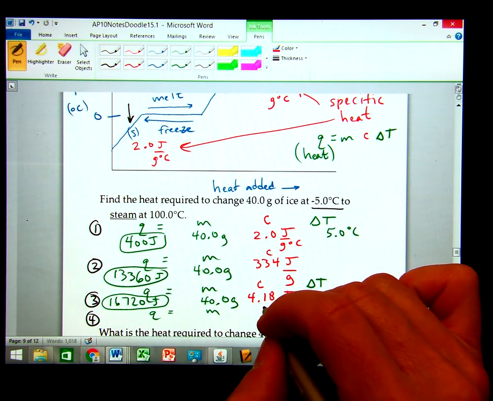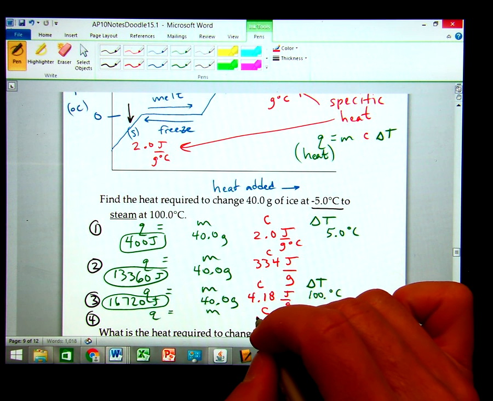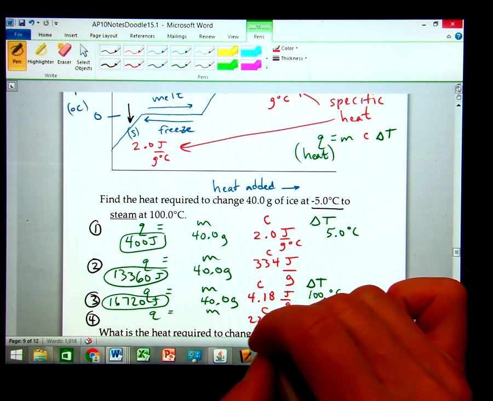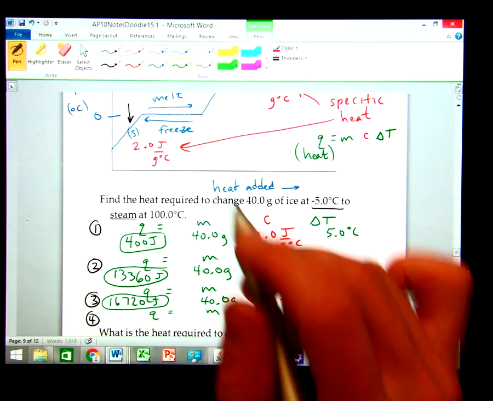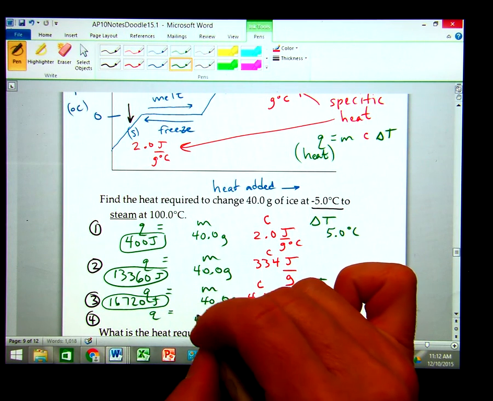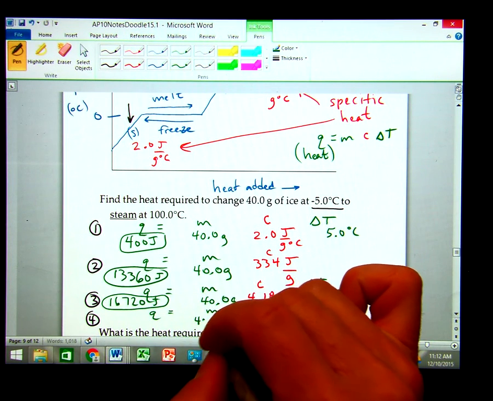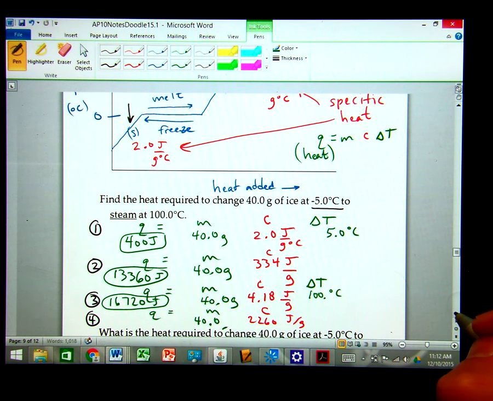Now you copy down your C. And your C for that section is 2260 joules per gram. The mass is still going to be 40 grams. And once you get that, you do your math, and you find out that it comes out to be 90,400.